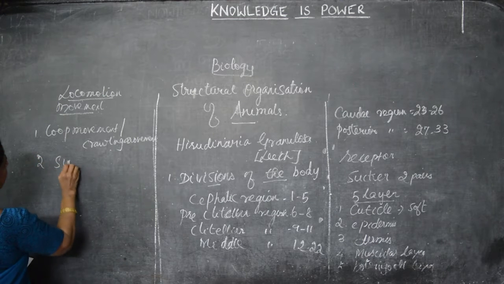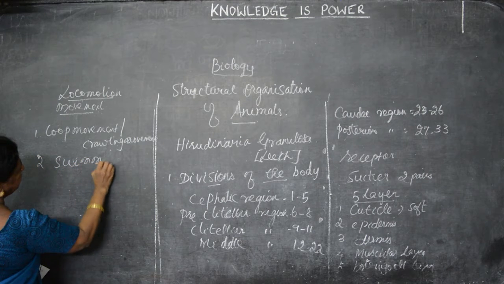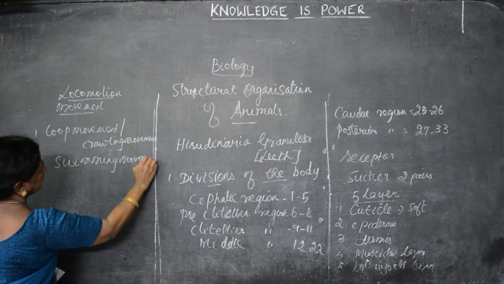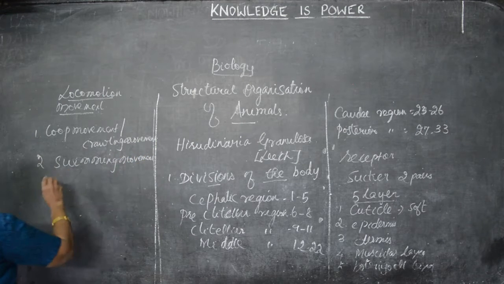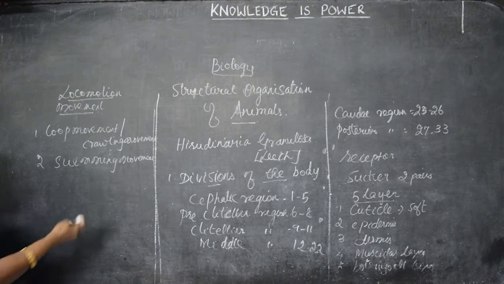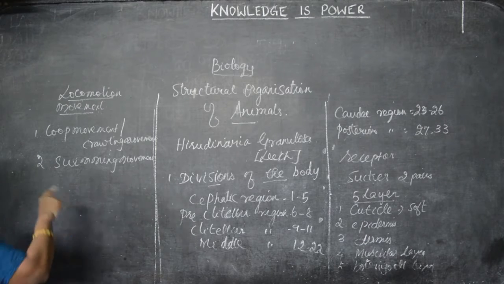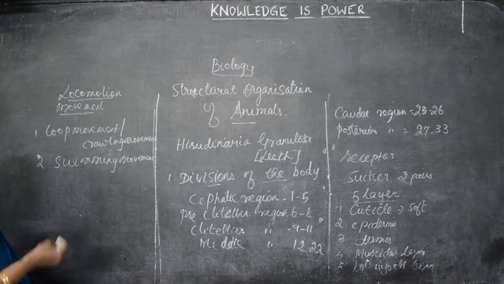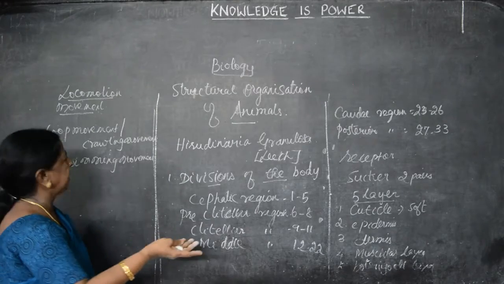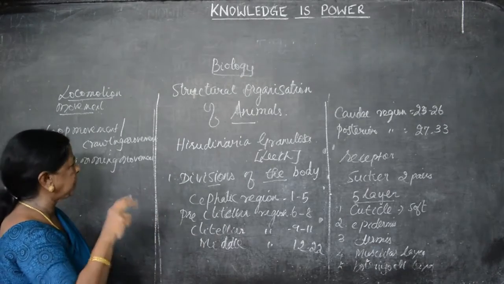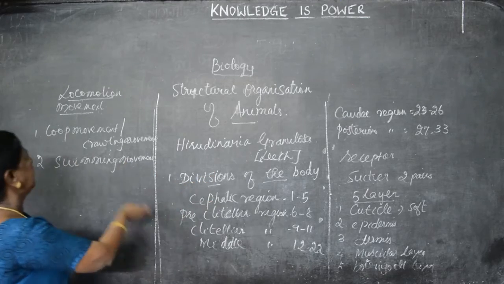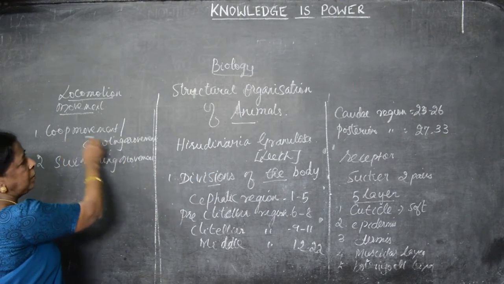The other one is swimming movement. So looping movement, what do loops mean? Dots, knots. It makes one contraction and one relaxation. Contraction means shrinking, relaxation means spreading out. So the body shrinks and spreads, and it can move from one part to another. This kind of locomotion is known as loop movement or crawling movement.